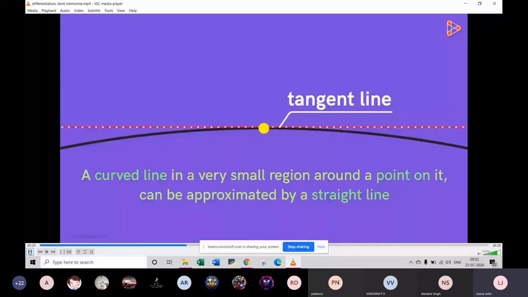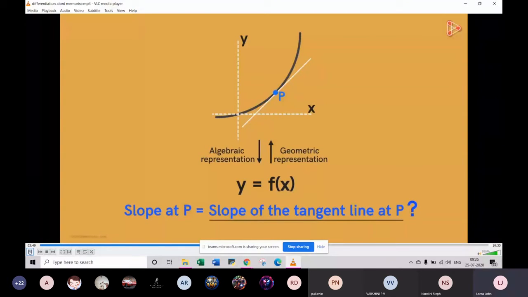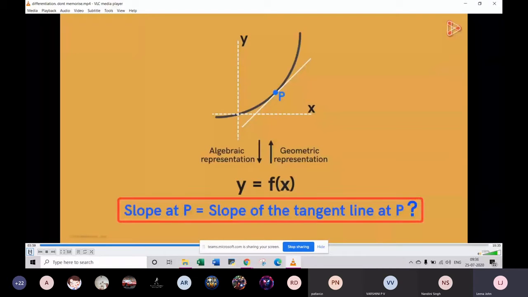The slope of the curve at a point will be equal to the slope of the tangent line at that point. And we are familiar with how to find the slope of a straight line. So how do we find the slope of the tangent line at this point? But before answering this question, let's look at why are we so interested in finding the slope. We will continue this in the next part.